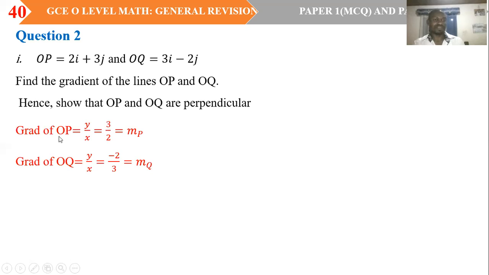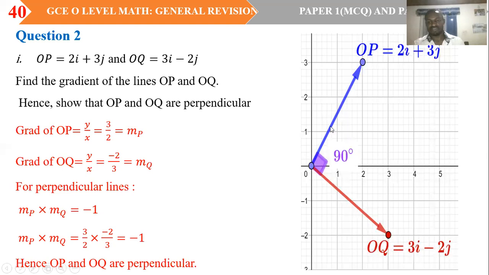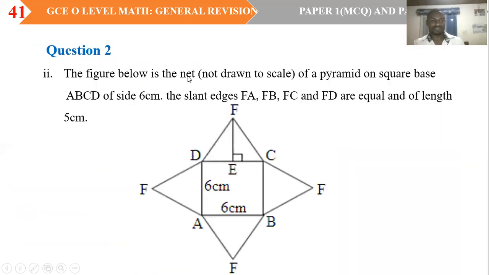The gradient of each vector is the component of j over the component of i. And when we multiply, you discover that the product of their two gradients is -1. And because of that, we can conclude that OP and OQ are perpendicular. As an illustration, we look at the geometry of the two vectors and see that the angle between them is 90 degrees.